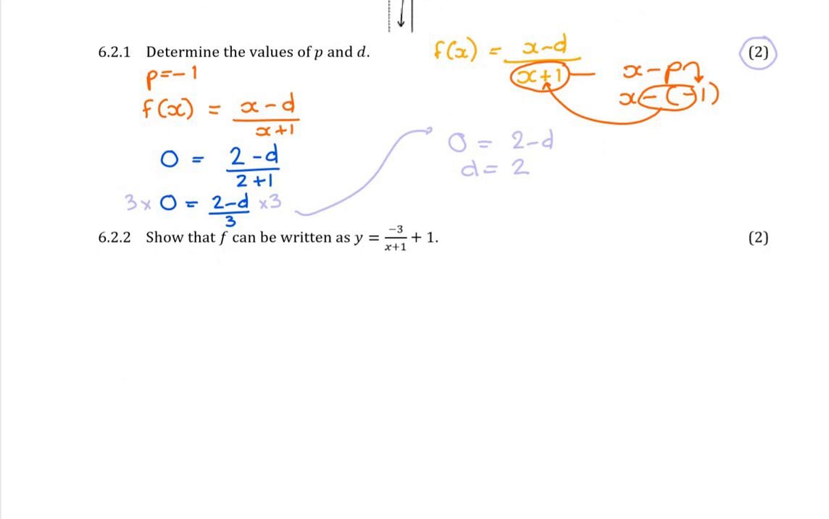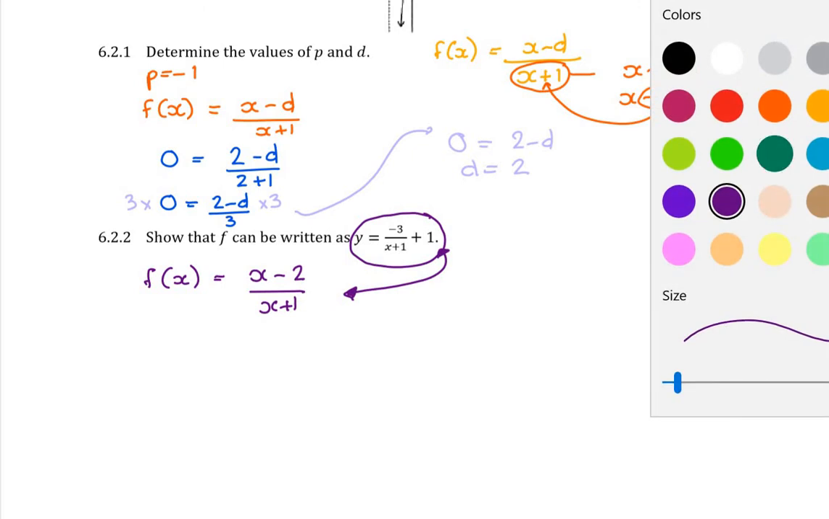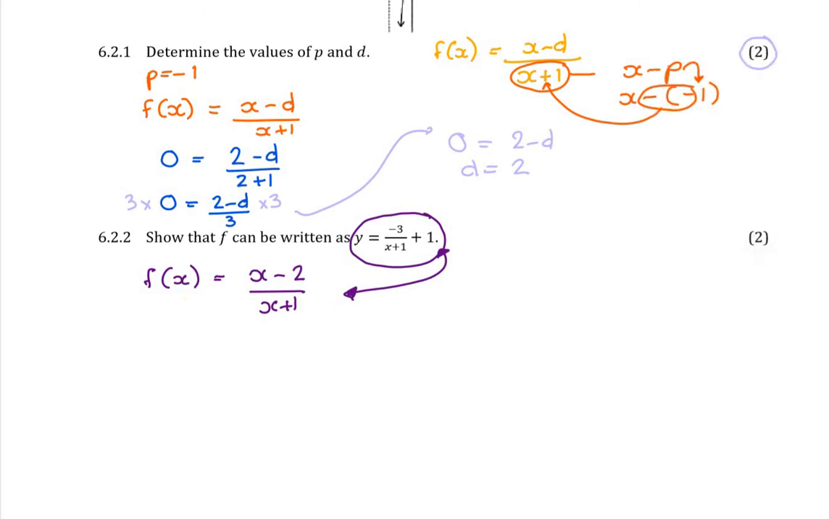Show that f can be written like that. Okay, now finally, that's what I'm used to. So what have I got so far? So far, I've got the fact that f of x is x minus 2 over x plus 1. And I'm meant to show that that and that are the same thing. Now there's 2 ways to do this. Either we can start with this equation number 1 for f.